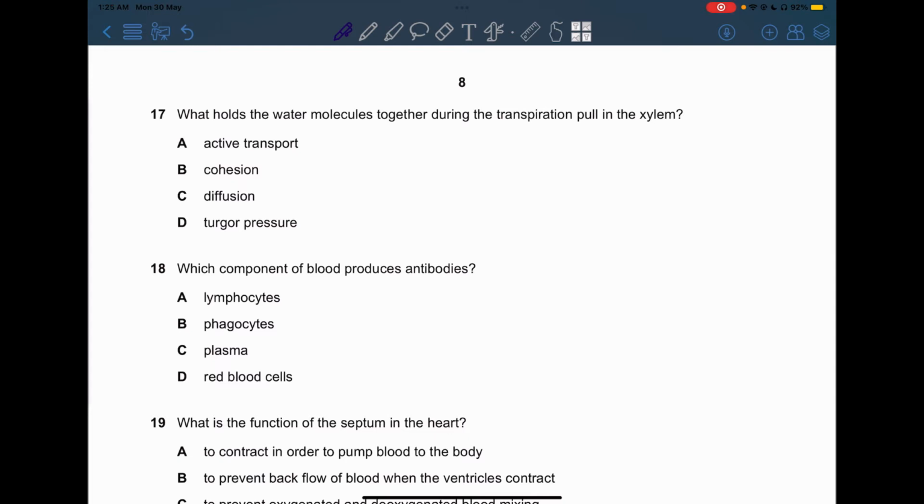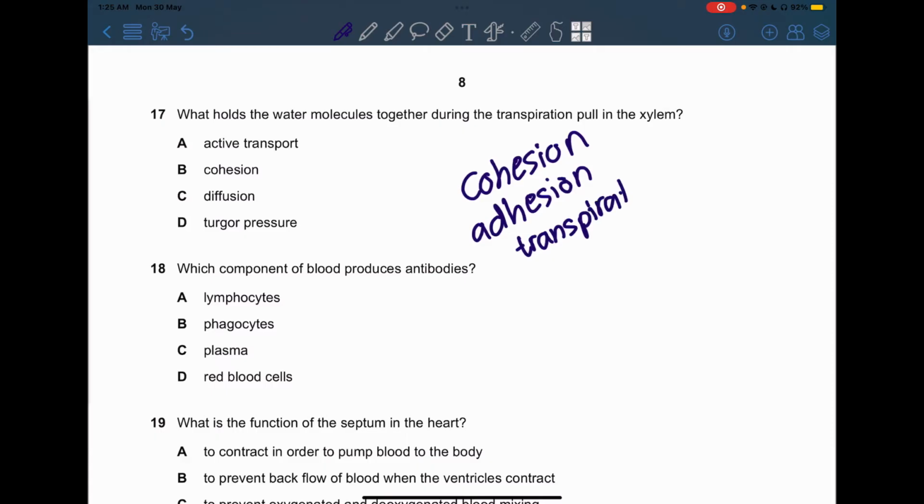Now for 17, what holds the water molecules together during the transpiration pull in the xylem? Now, we know that water moves in the xylem during transpiration pull. It moves by cohesion, it moves by adhesion, it also moves by something called the transpiration pull. So we're going to be choosing something between these. And over here we've got 17b, cohesion.